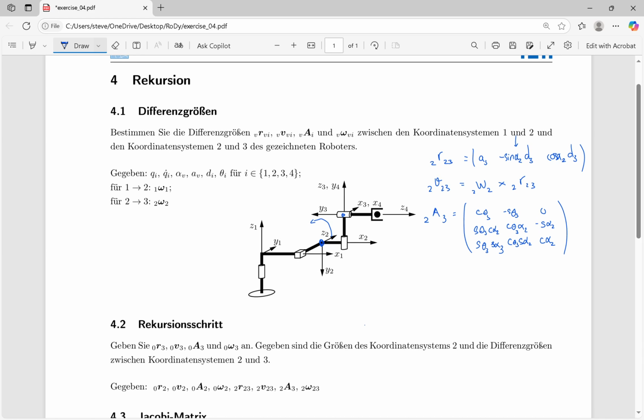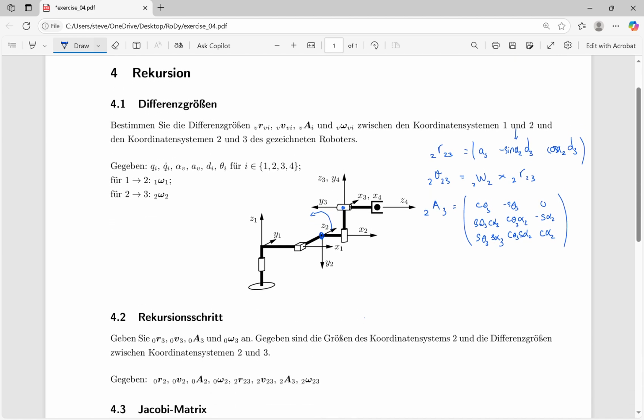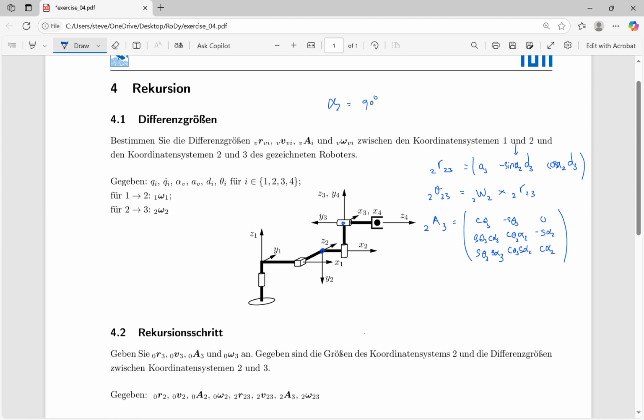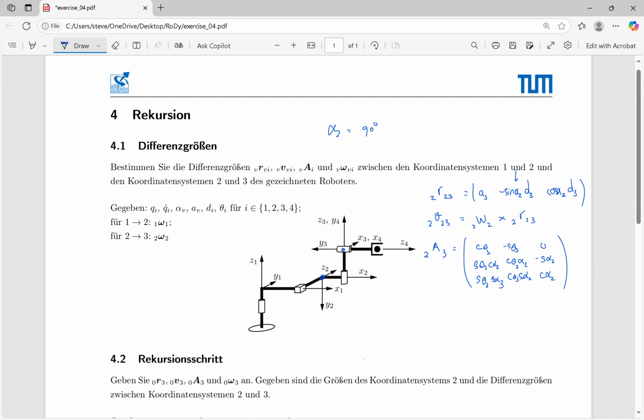So yeah, this is a review task. Alpha 2, for this one at least, is 90 degrees. Good. What about theta?